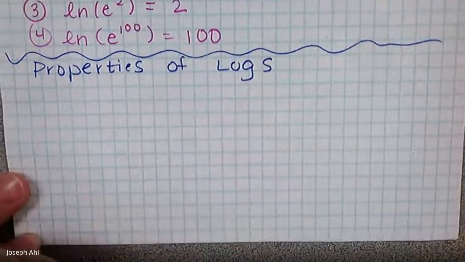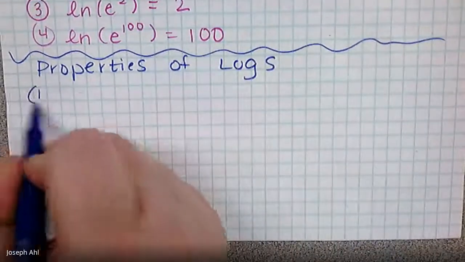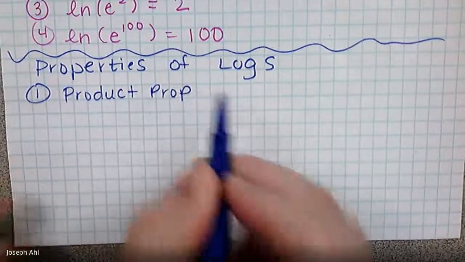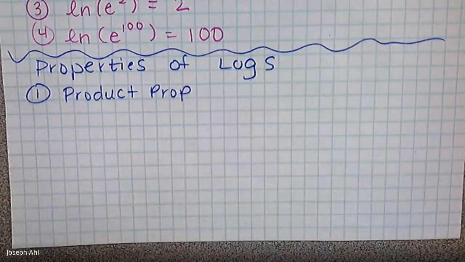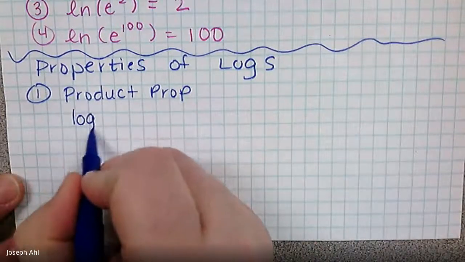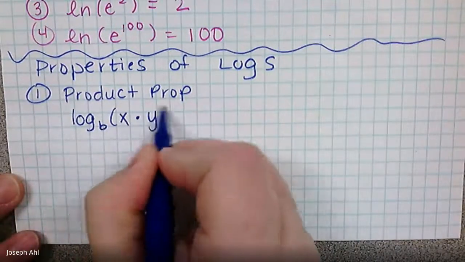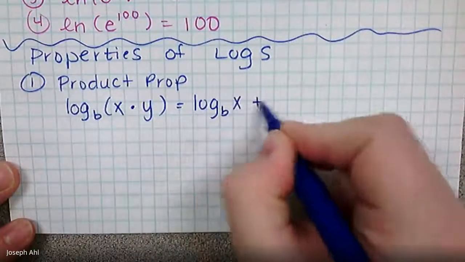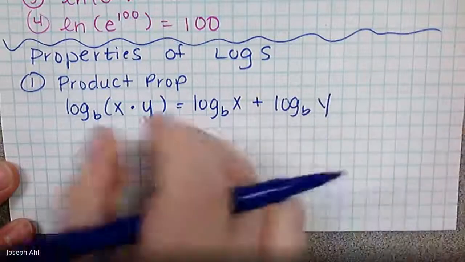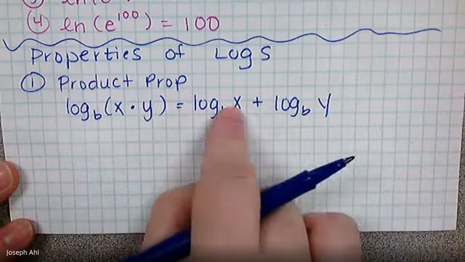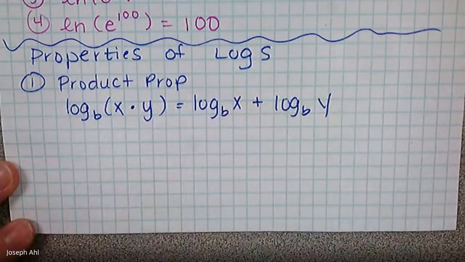Okay, so for some properties of logs, let's start with the product property. There are three of them. What the product property states is if you have the log of a product, and it doesn't matter what the base is, log base b of a product, x times y, that would equal log base b of x plus log base b of y. So you can expand this product into this format over here, where you have log of x plus log of y, keeping that base the same.